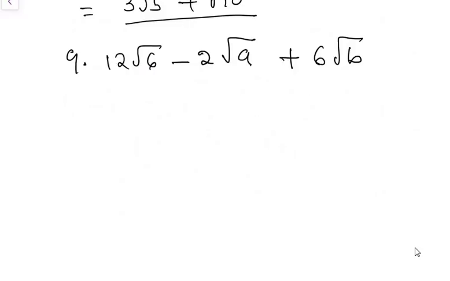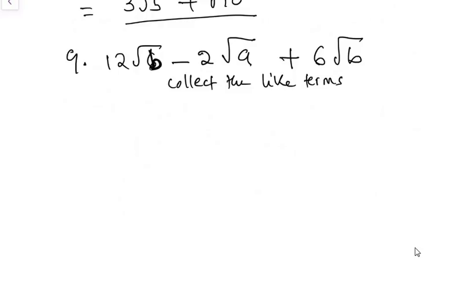So in this case, we have 12 root b minus 2 root a plus 6 root b. How do we solve this further? We're going to apply the principle we used in number 2. We're going to collect the like terms, that is, the irrational number that looks exactly alike. In this case, it will be the irrational number.